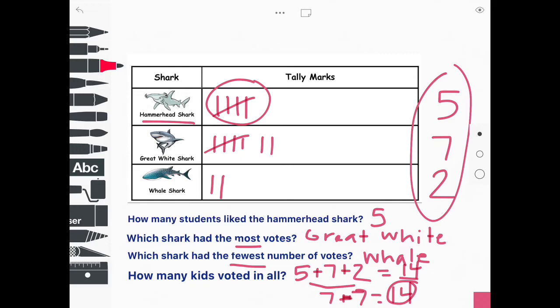Great job, boys and girls. This week you are going to continue practicing your graph skills by doing our ocean animal graph challenge this week. Good luck and have fun.